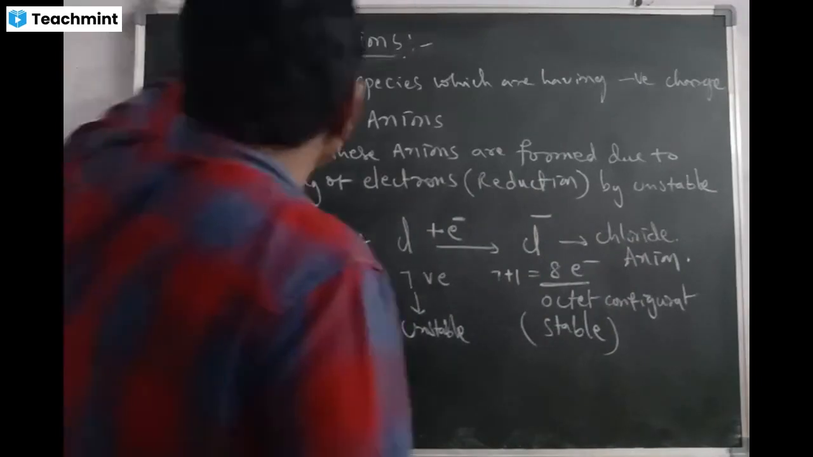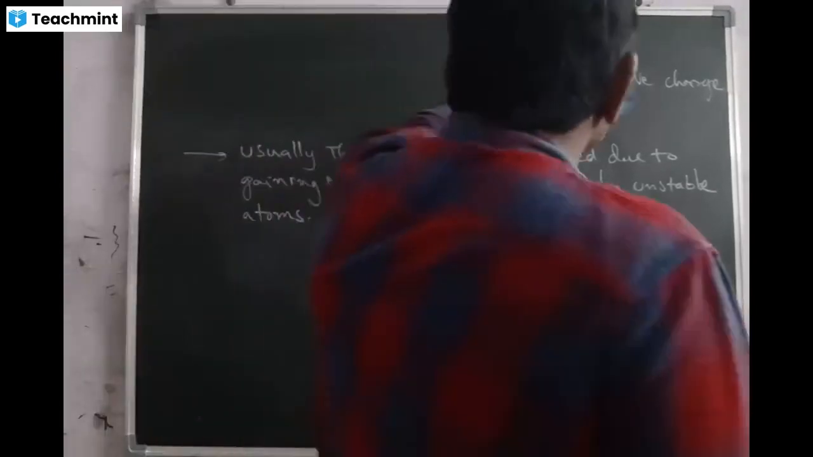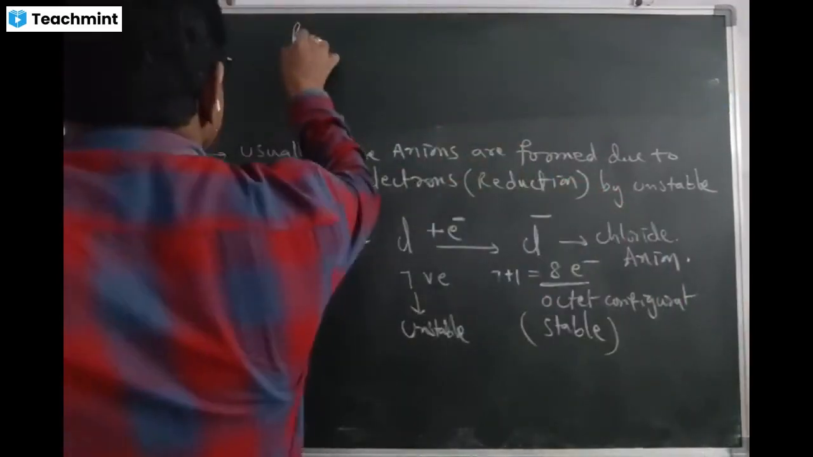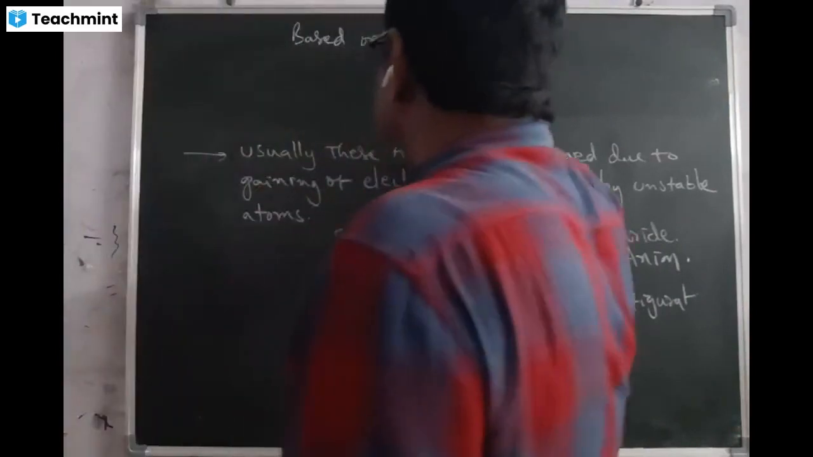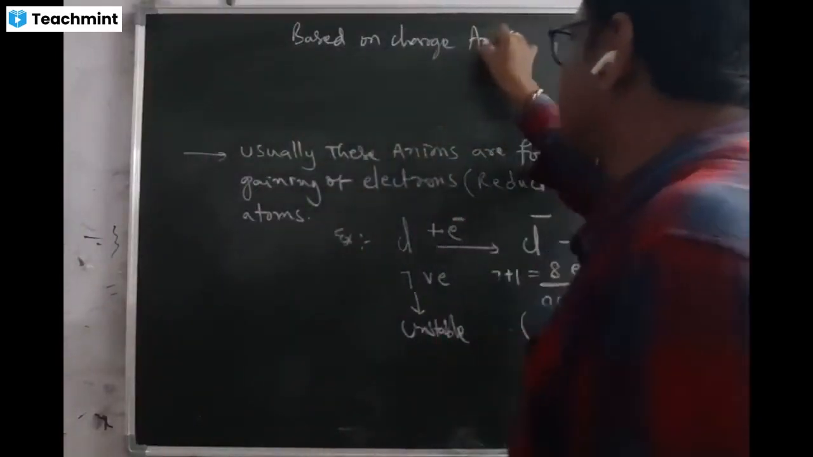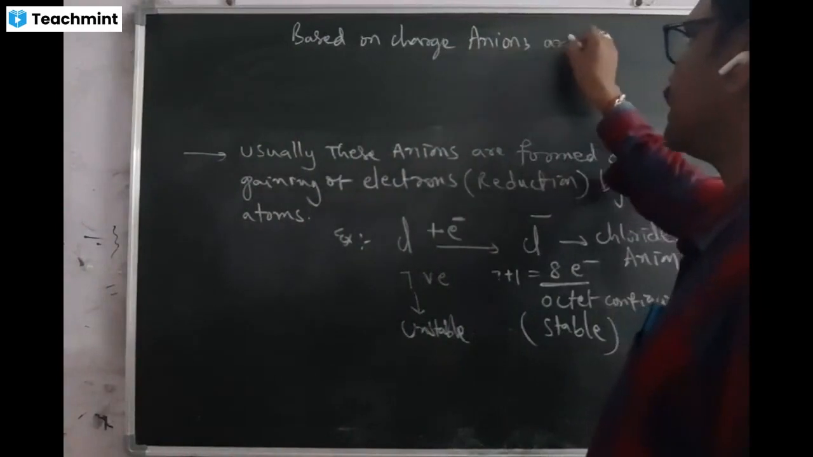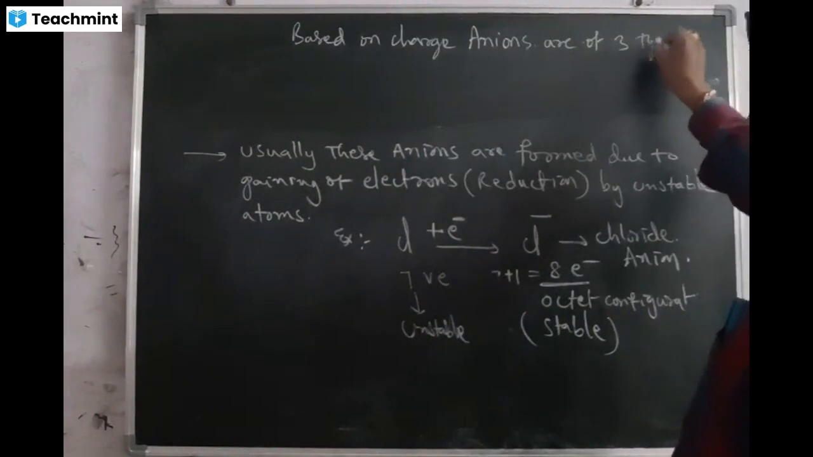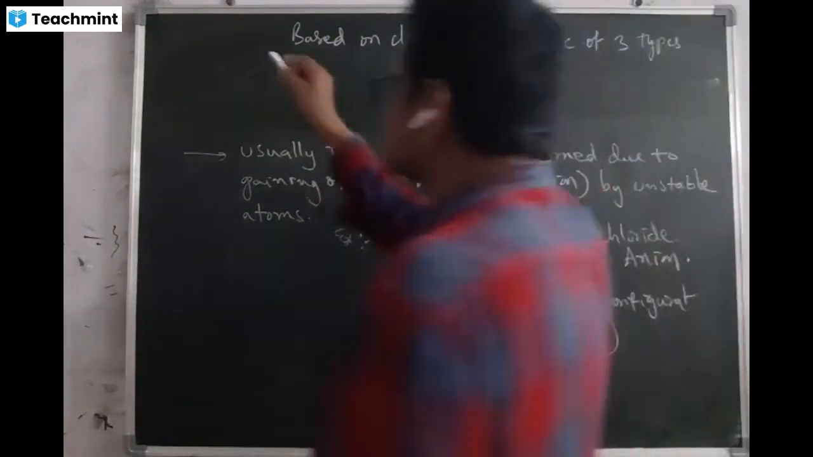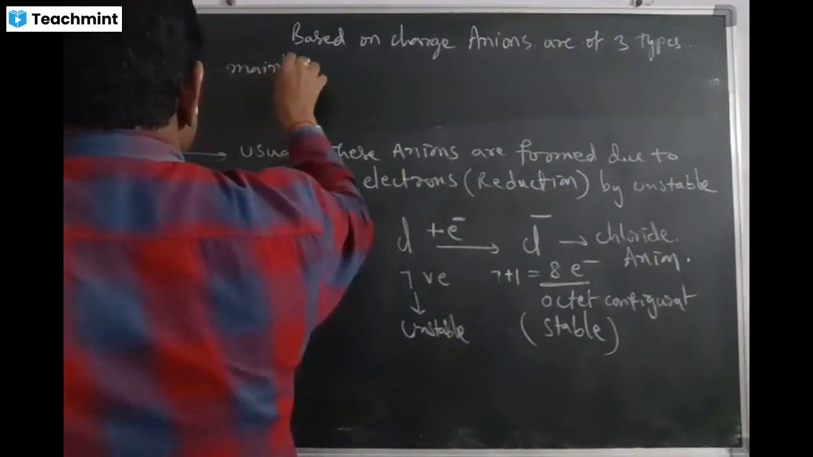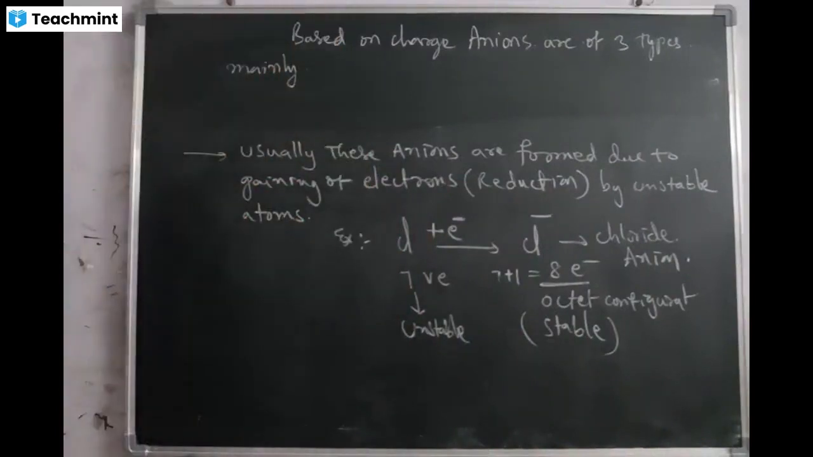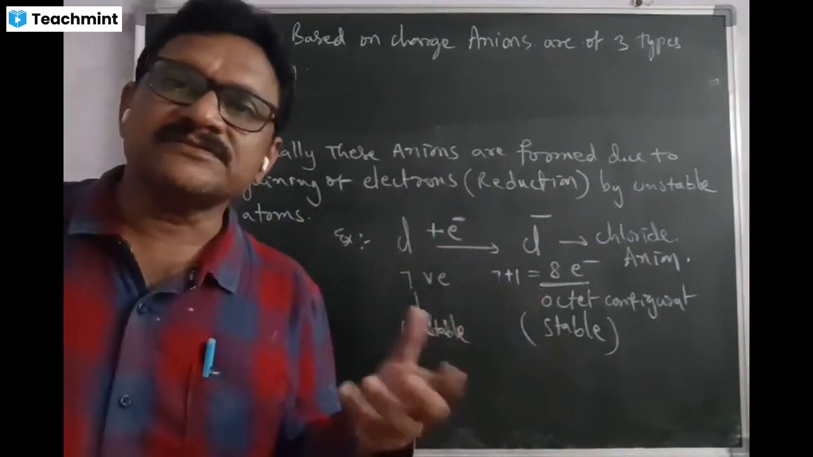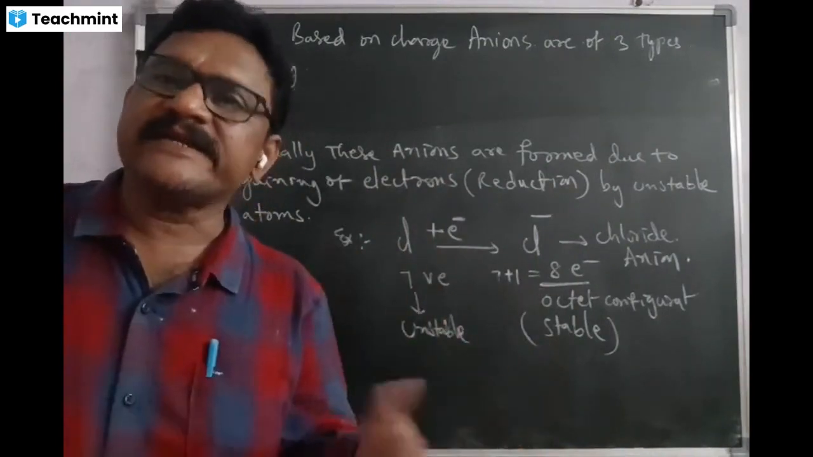Okay. After completing this, we have different types of anions in our chemistry. So you write down, based on charge, anions are of three types mainly. Like that, cations are also three types. Like that, anions are also three types. What are those? Monocharged anion, dicharged anion, tricharged anion.